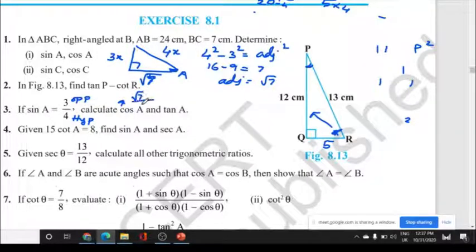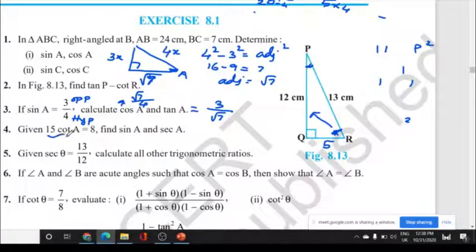Adjacent side by hypotenuse, root 7 by 4. What will be tan A? 3 by root 7. Opposite side by adjacent side. 3 by root 7. Clear? Similarly, I'll tell you how to do these questions also.